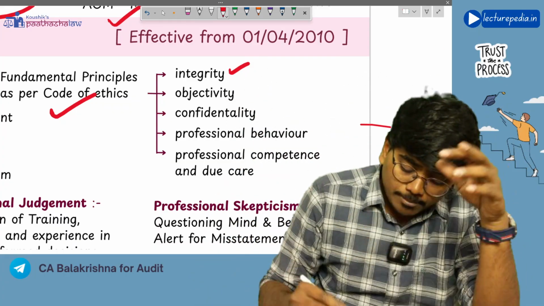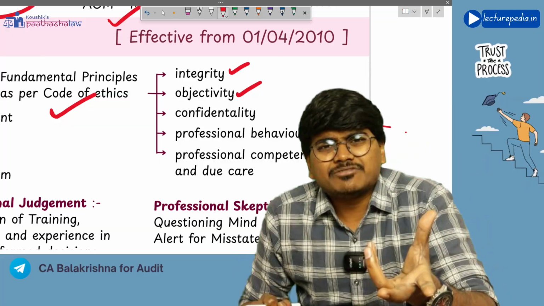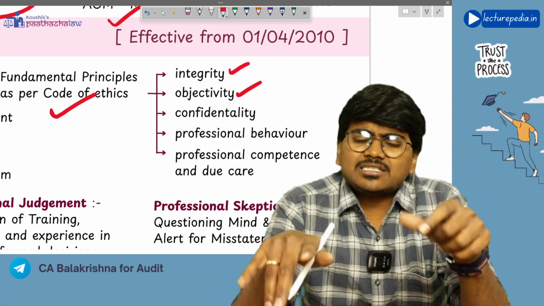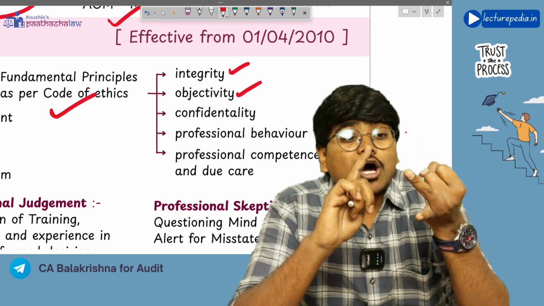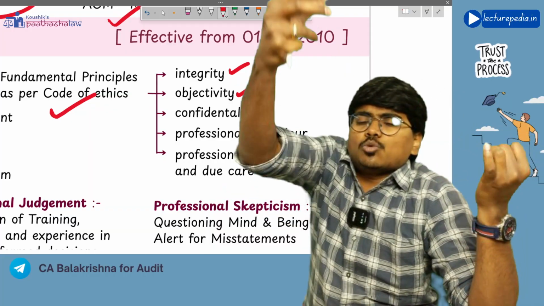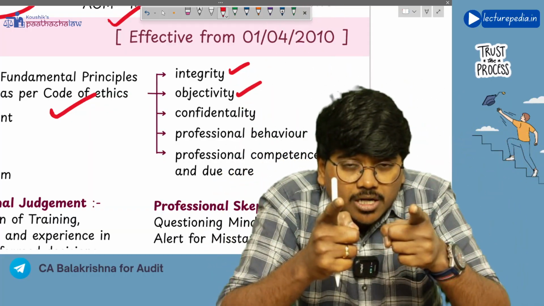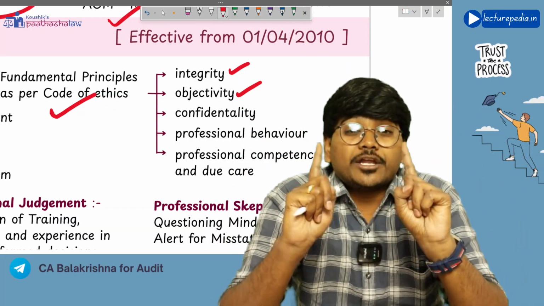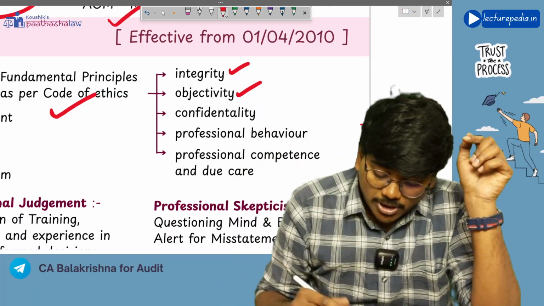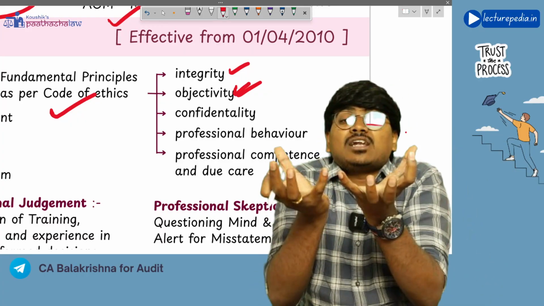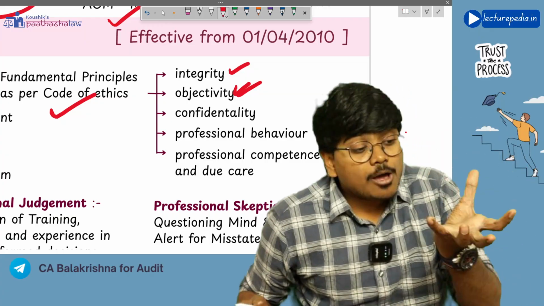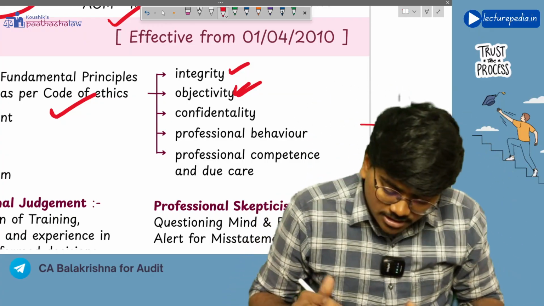Next, objectivity. What is meant by objectivity? Basically, objectivity is related to decision making. You can take decisions either subjectively or objectively. Subjective decision making means based on your emotions you are taking the decision. Should you take your decisions based on emotions? No, auditor should never take decisions based on emotions. Instead, his decision should be objective. That means based on facts. Okay, objectivity means decision making based on facts. Got it?